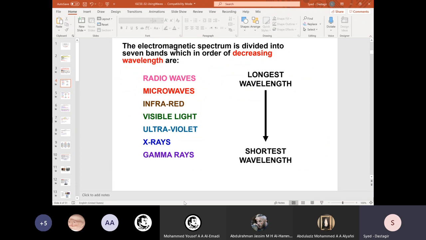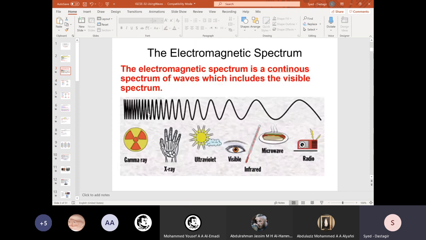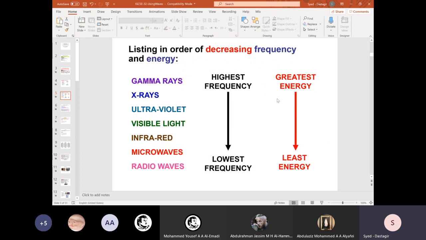Then we have the list of decreasing frequencies. So the highest frequency are the gamma waves, and the lowest are the radio waves. As we can see here, there's a higher frequency amongst the gamma waves or gamma rays. So gamma rays have the greatest energy, and radio waves have the least energy.